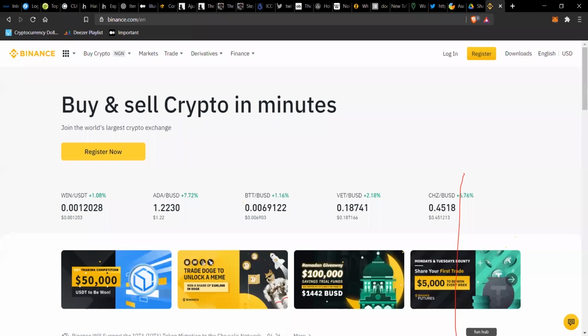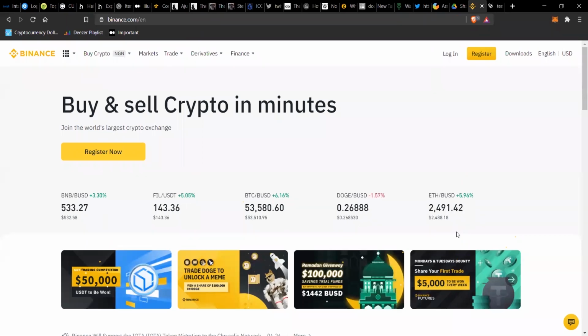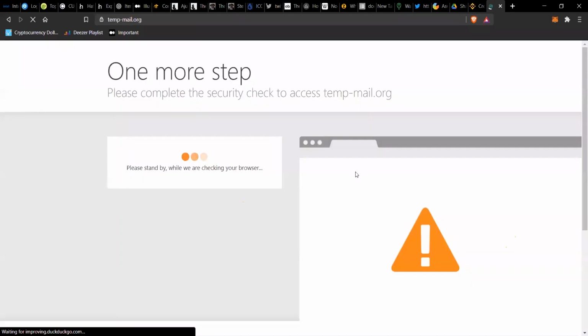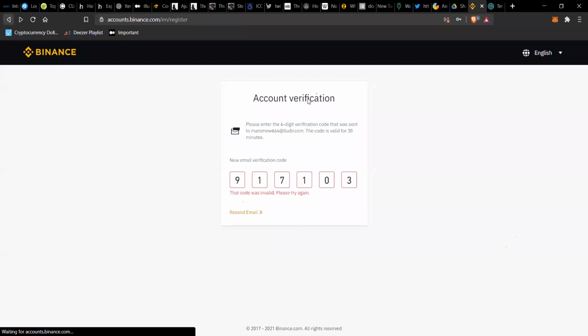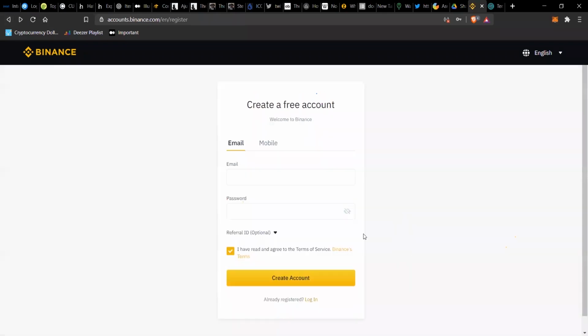So first thing I'll do is I would open a new Binance account, so I can take you through signing up and you know exactly how to sign up and create your own Binance account. So I'll go to register. Let me just use a disposable mail since this is temporary. I'm creating a new account. Like I said earlier on, I'm taking you through everything from the very, very beginning, from how to open a Binance account. So this is me starting off.